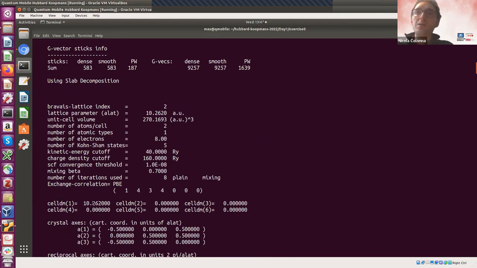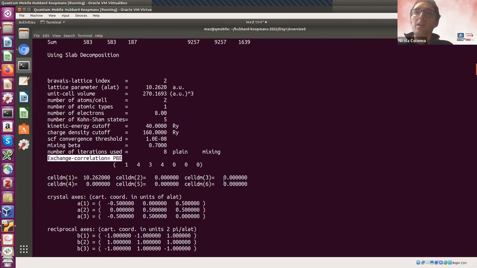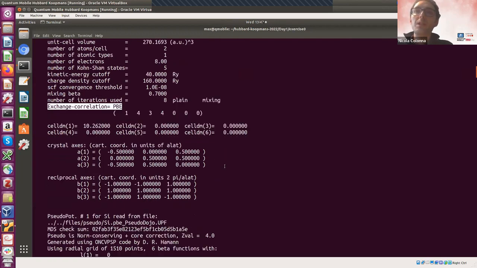Again, to specify the cell, you just need the lattice parameter. Here we see some information on the exchange and correlation. This is something we didn't put in input. It's something that the code understands simply by looking at the pseudopotential. The pseudopotential we are using was generated using the PBE functional, and for consistency you need to use the same functional, if possible. We'll see that this is not always possible for meta-GGA or hybrid, but for standard DFT this is always the case. So you automatically use the same functional as the one used to generate the pseudopotential.